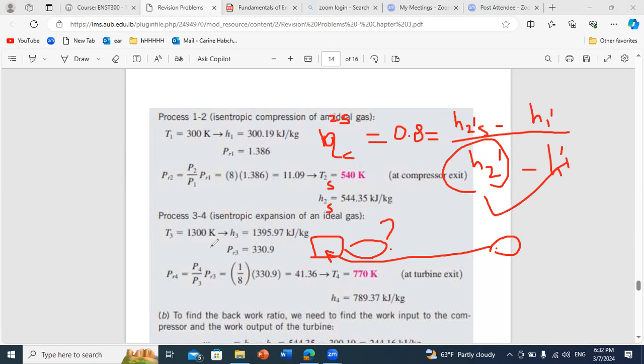So this is the only new thing to know about air. And despite that, the method is the same: how we do interpolation, how we use tables, etc. So now if we go back to the problem.